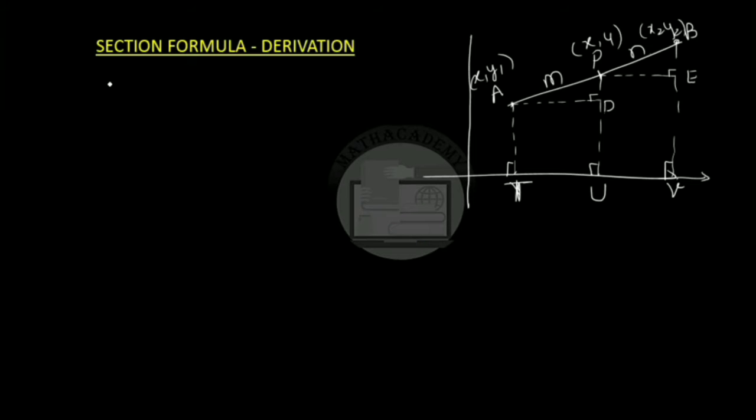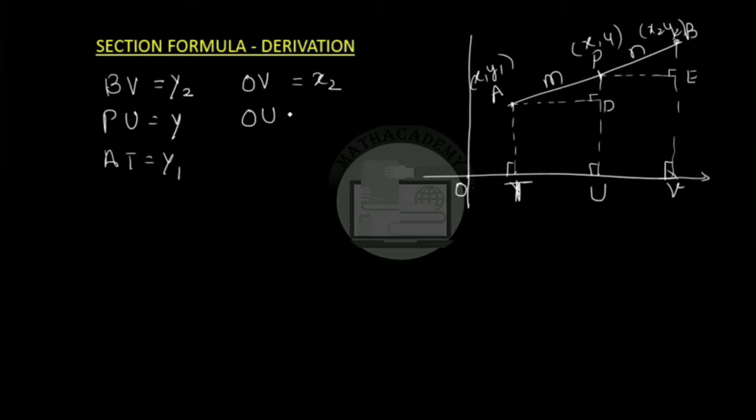Okay, so here we see that BV is equal to y2, PU is equal to y, and AT is equal to y1. Similarly, OV, the distance from O to V is x2, distance from O to U is x, and distance from O to T is x1. Now let us consider the triangle APD and triangle PBE.